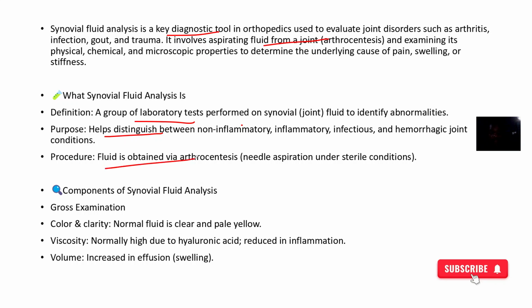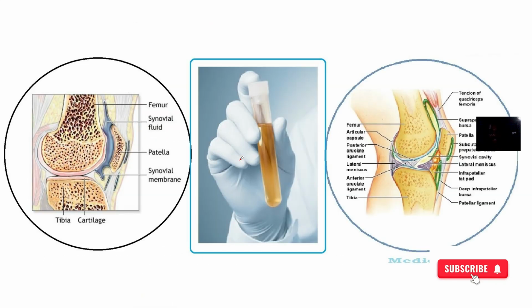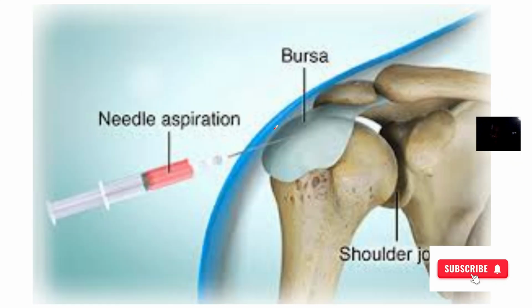So the fluid is obtained via arthrocentesis. That means a needle is actually put in. Okay, so it's when you put in the needle and you get the fluid. The fluid can be like this. The fluid can be mixed up with pus. The fluid can be mixed up with blood. I don't know if you understand. Different conditions can actually give different fluid.